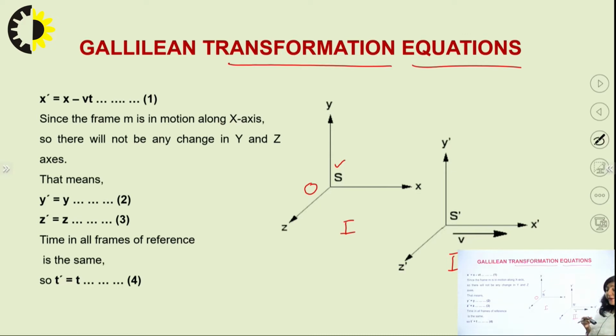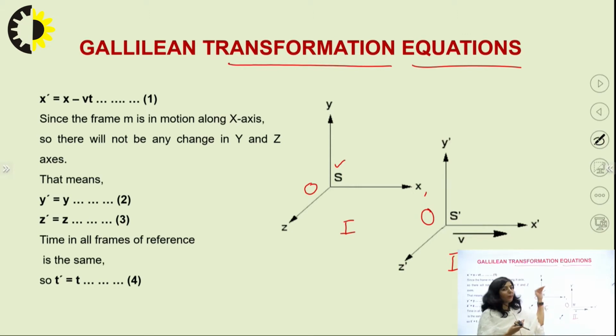Now, there is one more inertial frame here, that is frame S dash. In this frame S dash, another observer is sitting, and that observer is O dash. You have to see this point very carefully: this frame S dash is not at rest. This particular frame is moving along the x-axis. You can see this arrow, which represents the direction of motion. The direction of motion is only along the x-axis.